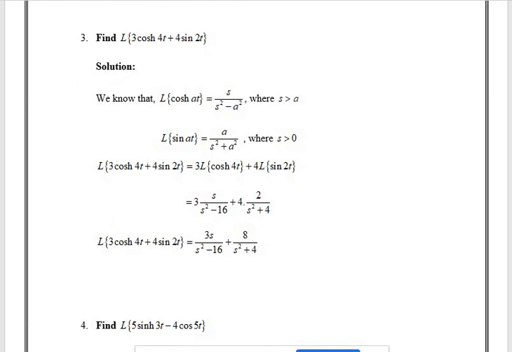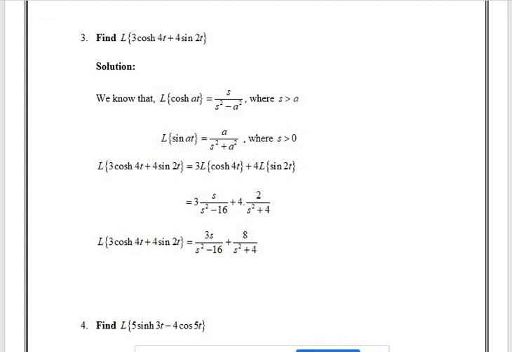Problem 3. Find Laplace transformation of 3 cos hyperbolic 4t plus 4 sin 2t. Here we have to make use of two formulas, that is the L of cos hyperbolic at and L of sin at. Laplace transformation of cos hyperbolic at is equal to s by s square minus a square, and Laplace transformation of sin of at is equal to a by s square plus a square.